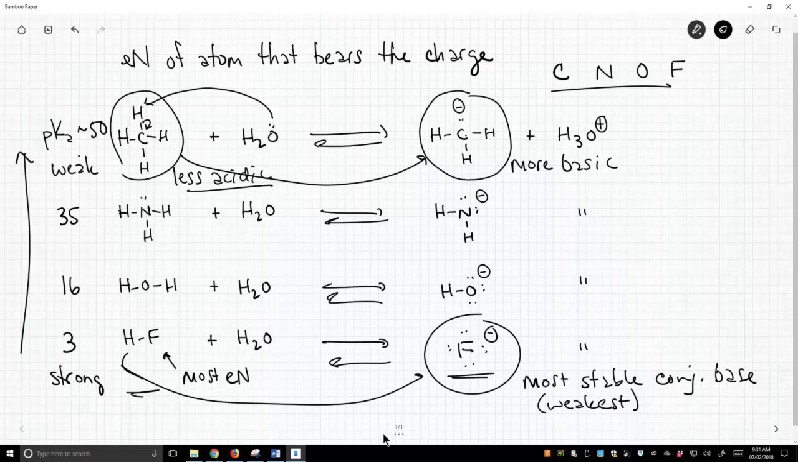So this is a periodic table trend where as we go across the periodic table, electronegativity increases and the stability of the anion increases, and therefore the acidity of the parent acid increases. So this is an electronegativity trend. The acidity in this case is determined by the electronegativity of the atom that bears the charge.